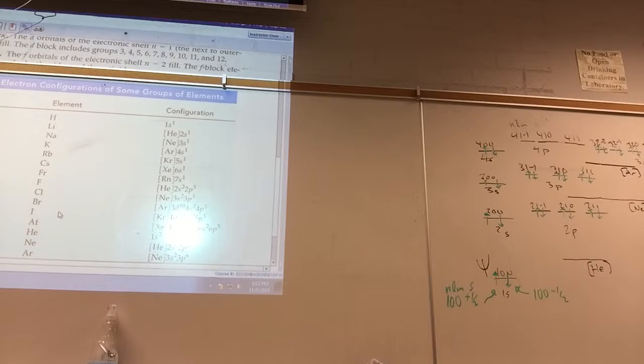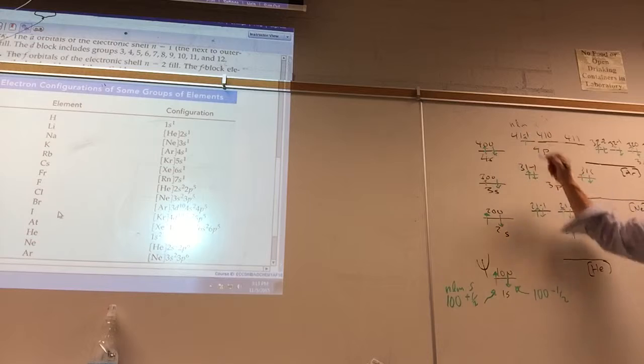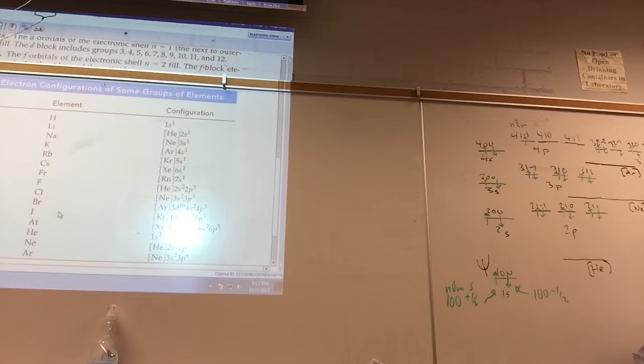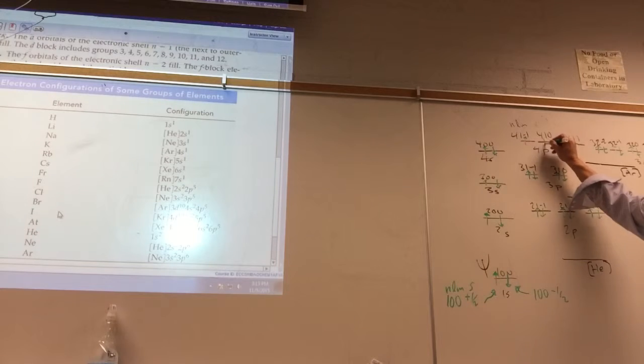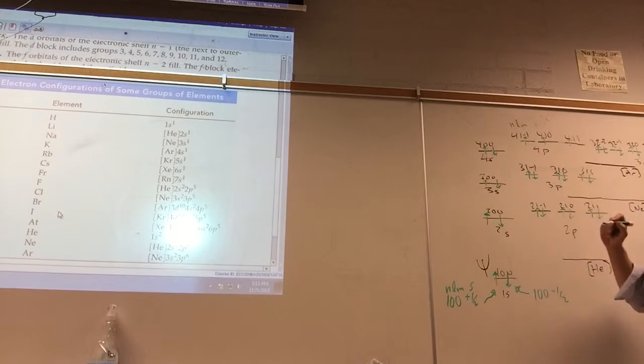And then from zinc, we go to gallium. Gallium is going to have an electron in the 4p. So this would be gallium. And then we go to germanium. And then we go to arsenic here. And so let's stop at arsenic. And then let's take a look at the electron configuration for arsenic.